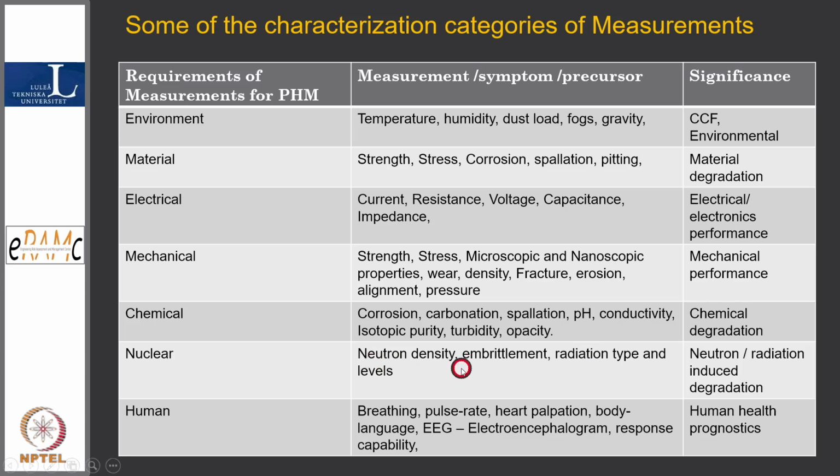Nuclear parameter, you have neutron density, embrittlement, radiation type and levels, monitoring and all that. So they are specific to that. And then human.